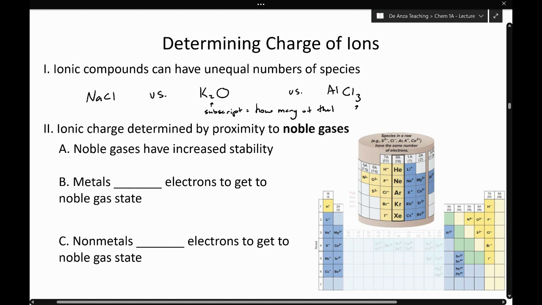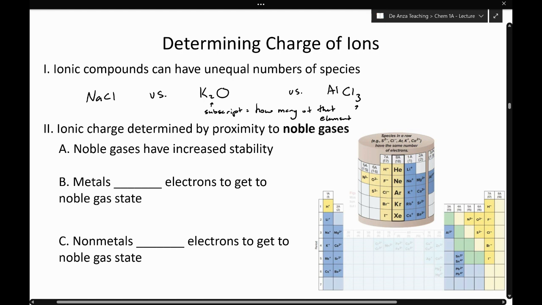How many of that element. So sometimes we don't have this 1-to-1 ratio. And if we don't have a 1-to-1 ratio, that must mean that the charges on these species are different. So whereas sodium and chloride had a +1 and a -1, it must mean that potassium and oxygen, if they give charge neutrality, there must be a difference in charge. The same with aluminum and chlorine.